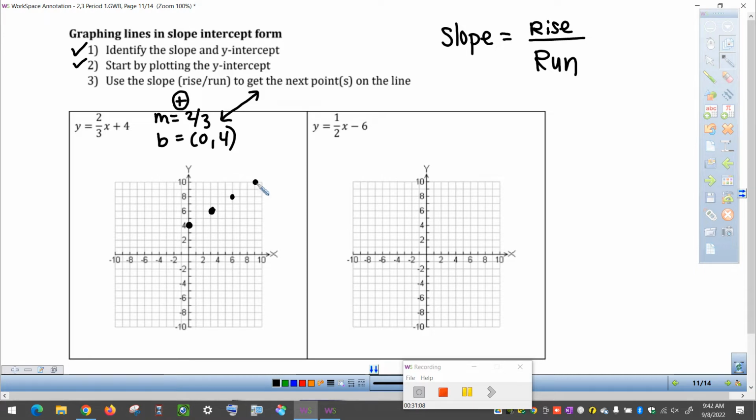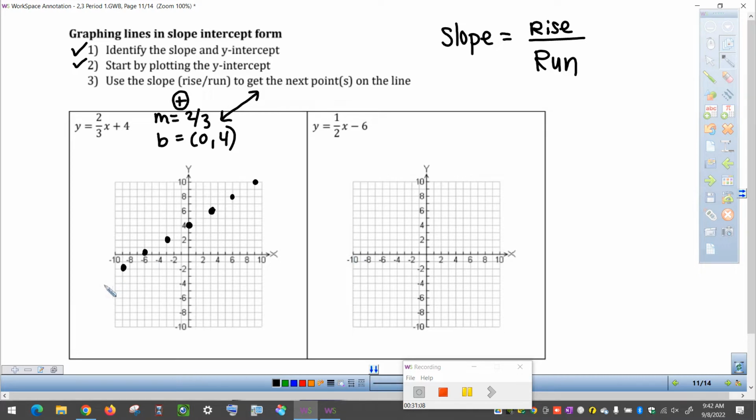If you want to get some points going backward, you could do that pattern in the opposite direction. So you could go down 2, left 3. That's the opposite of up 2, right 3, right? They're just opposite, but it's going to create points that are still in the same line.